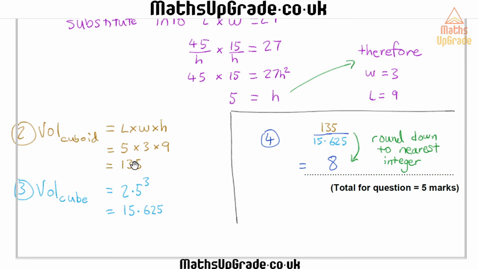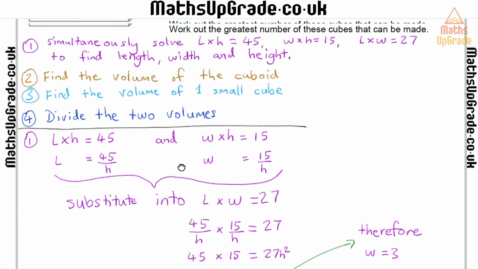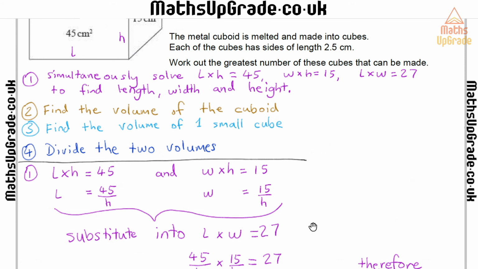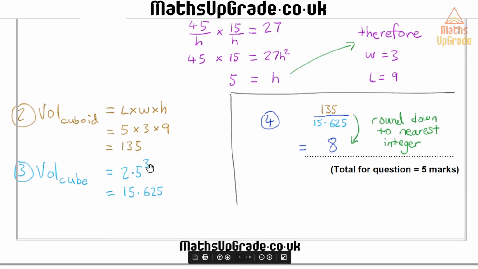The next part of this question, you need to find the volume of one small cube. Since each cube has a length of 2.5, then I know that the volume is just going to be 2.5 multiplied by itself and multiplied by itself again. So 2.5 cubed is 15.625.